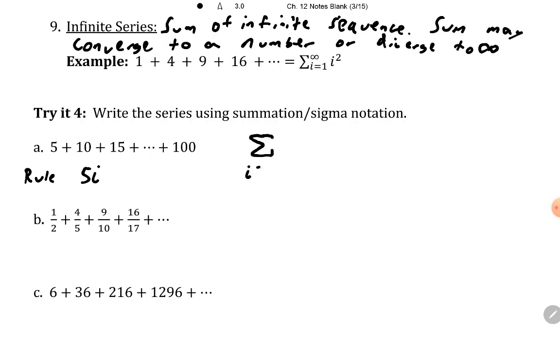Okay, we're starting at, this is usually 1. So we're starting at 1. And we're going to go up to whatever 100 divided by 5 is, that would be 20. So our upper limit is 20. We're stopping at 20. And then our rule is 5i. So this means starting at when i is 1, all the way up to when i is 20, plug it into this equation here, 5i. And then the sigma notation means to add up each term.